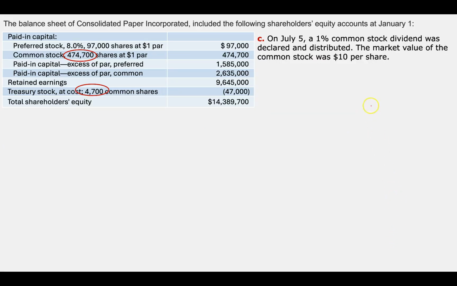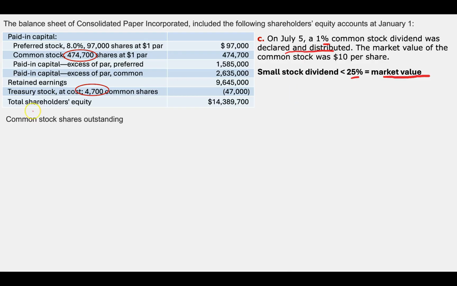C. On July 5th, a 1% common stock dividend was declared and distributed. Okay, so in this situation, both happened on the same day. The market value of the common stock was $10 per share. Well, this is a small stock dividend because it's under 25%. So then we use the market value to calculate the amount of the dividend.